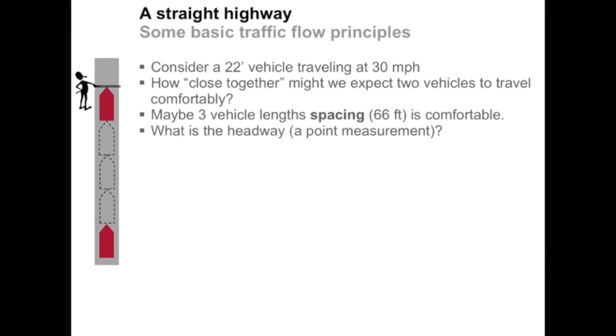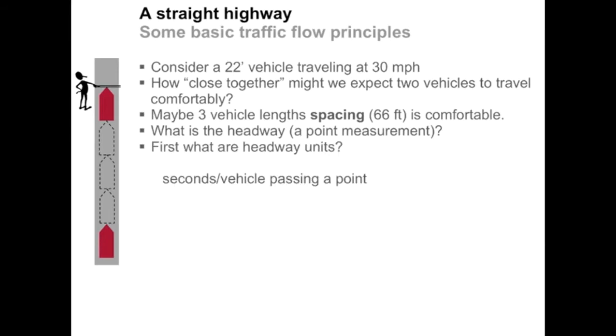So let's think about what this translates to in terms of time. What is the headway, which we know from before is a point measurement? If we forget what the definition of headway is, we just go back to what the units are. If we recall that the units for headway are seconds per vehicle passing a point, we can then calculate the headway here, which is the time needed to travel 4 vehicle lengths.